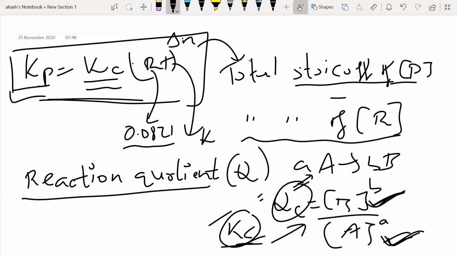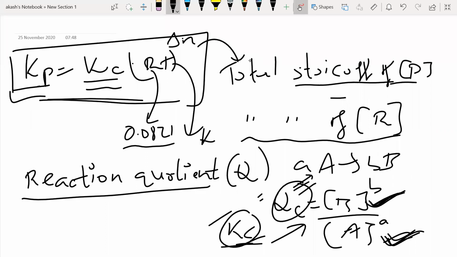Hope you understand. Again, I repeat, for Kc there is a restriction on the values you put for concentration: they are always only the equilibrium concentrations. But for the reaction quotient, there is no restriction. You can put whatever concentrations you have at whatever time period and substitute here. It can be the initial concentration, it can be after 10 seconds, 20 seconds, 40 seconds, at equilibrium, it can be anything.